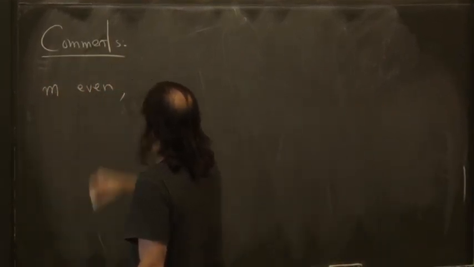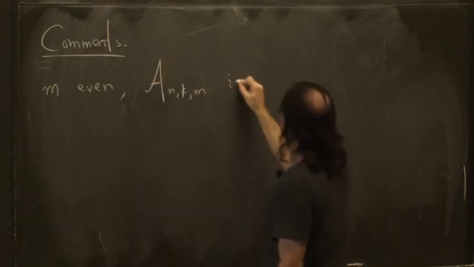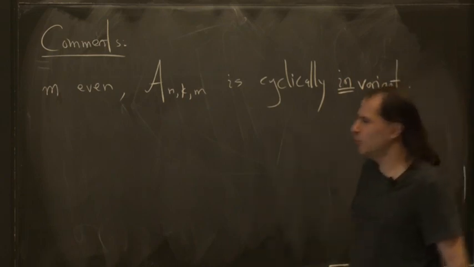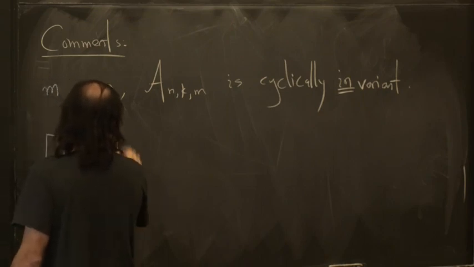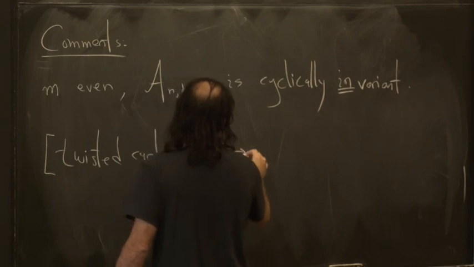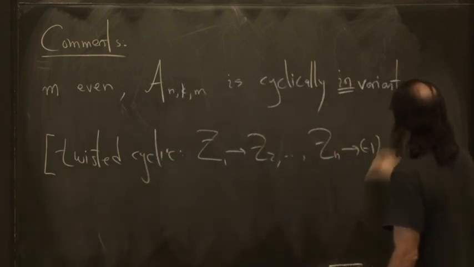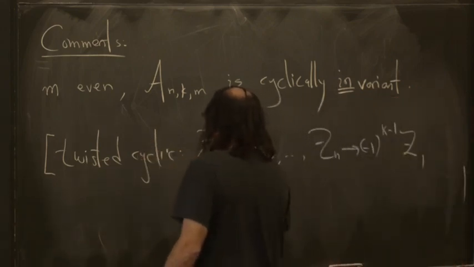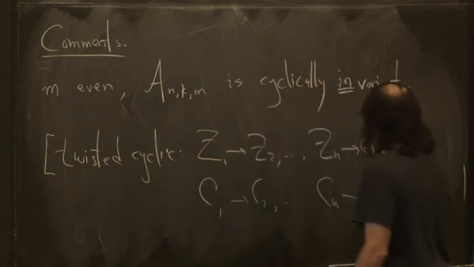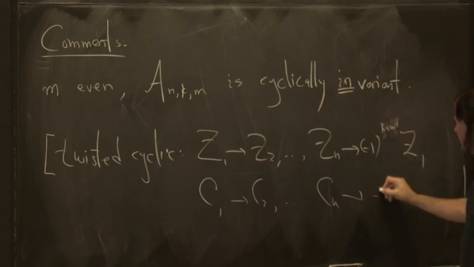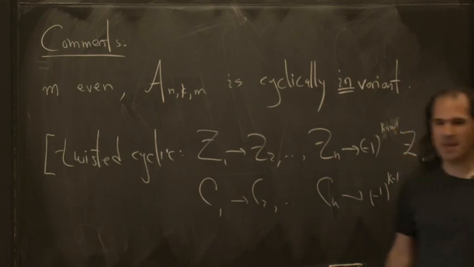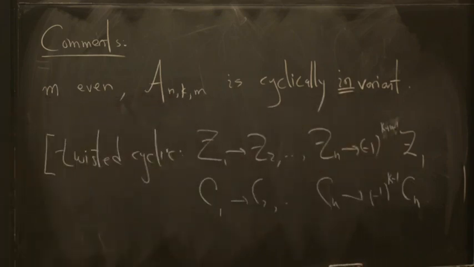First of all, this thing has a nice cyclic property. We can talk about it for any m, but when m is even, A of n, k, and m is actually cyclically invariant. You remember we had this annoying twisted cyclic symmetry, where we could take Z1 to Z2, and so on, but Zn had to go to (-1)^(k-1) Z1. In our definition, we do exactly the same thing with the C. So C1 goes to C2, and so on, up to Cn. So this k is now k plus m minus 1, and this is (-1)^(k-1). And so in C dot z, when m is even, there's no sign. So the space is just beautifully cyclically invariant when m is even. Okay, so that's one comment.